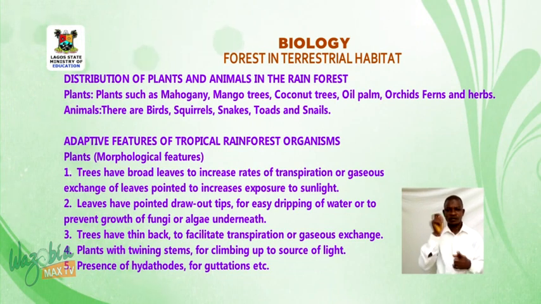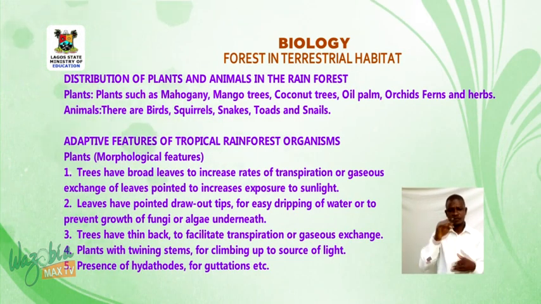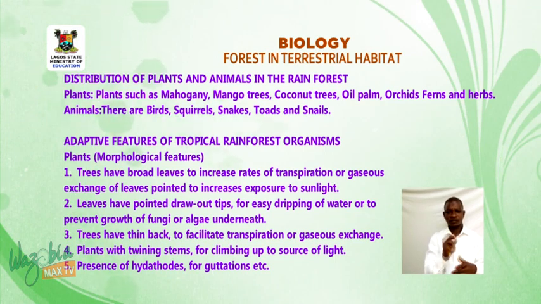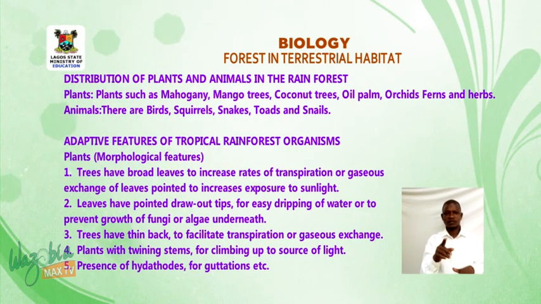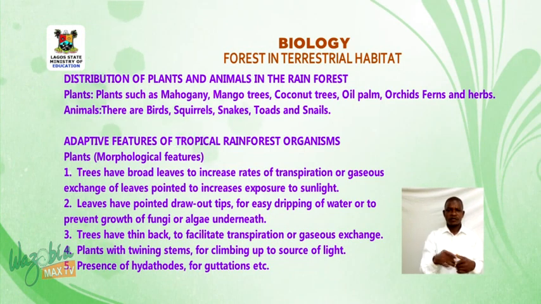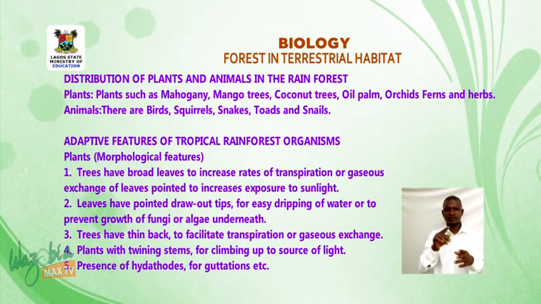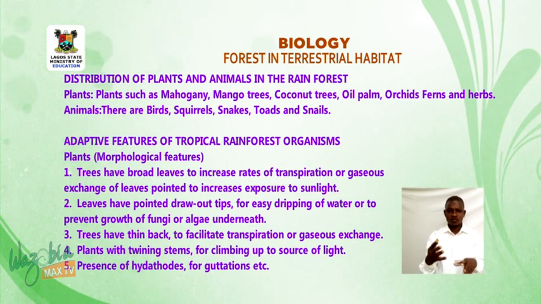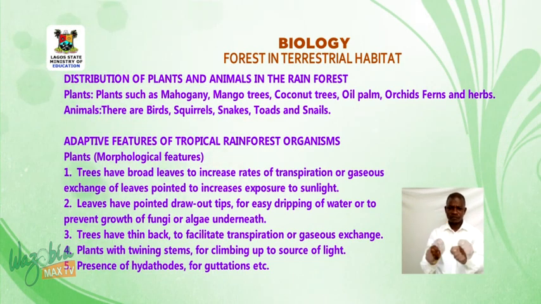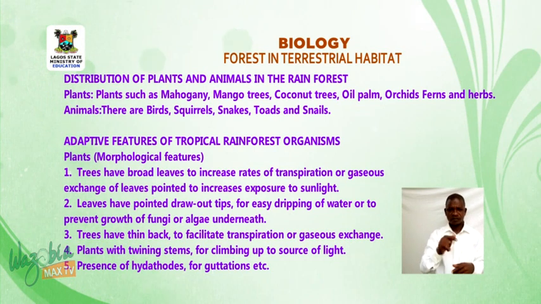Two, leaves have pointed drawn-out tips for easy dripping of water, or to prevent growth of fungi or algae underneath. Three, trees have thin bark. Their bark is very thin. So trees there have thin bark to facilitate transpiration and for breathing or gaseous exchange. That is why you see them having that there.